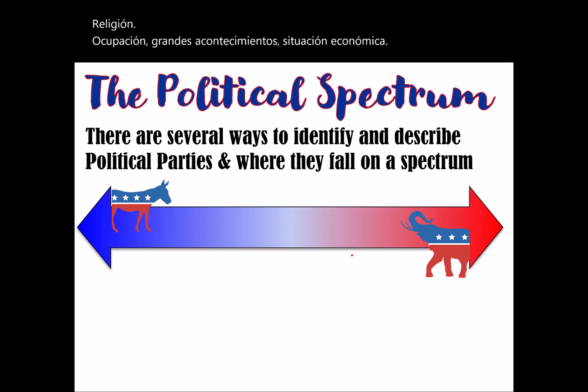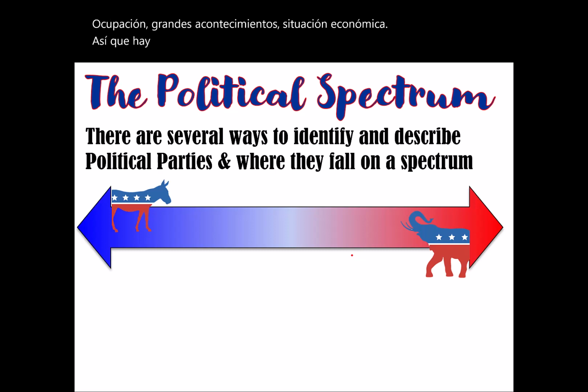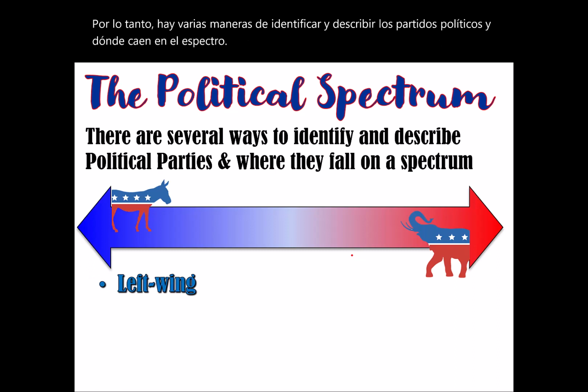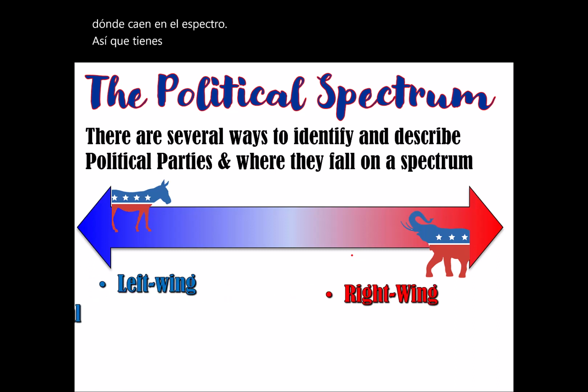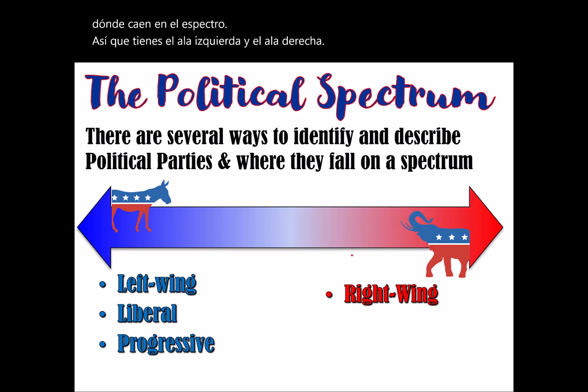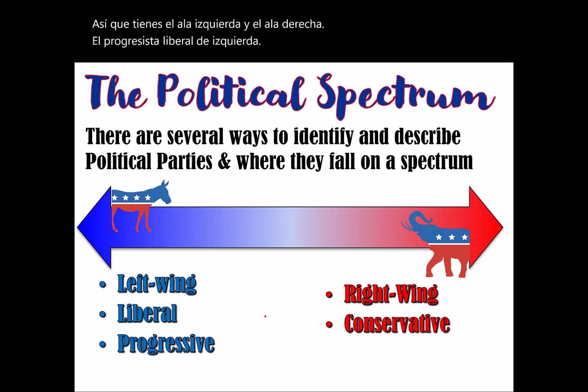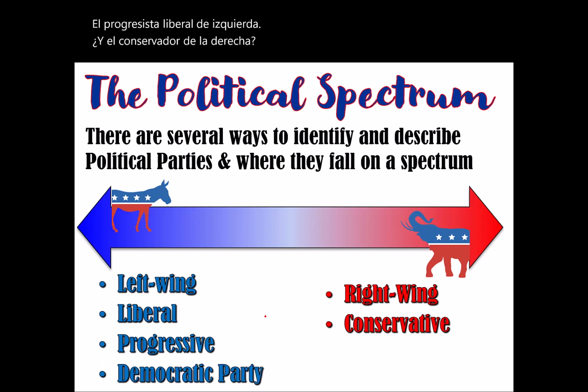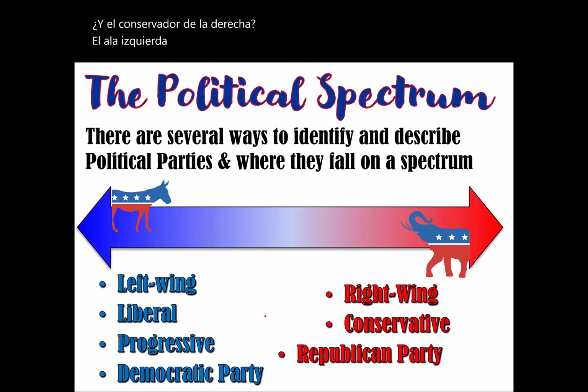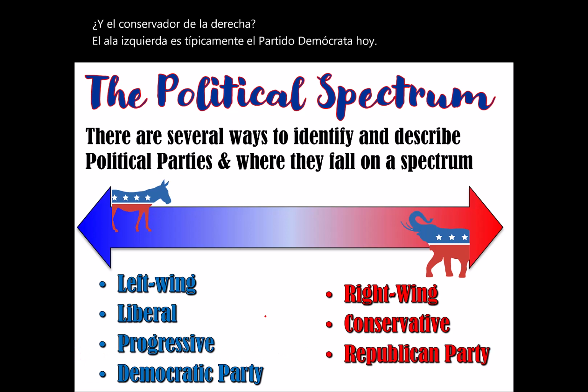So there are several ways to identify and describe political parties and where they fall on a spectrum. So you have the left wing and the right wing. The liberal progressive on the left and the conservative on the right. The left wing is typically the Democratic Party today, and the right wing is the Republican Party today.